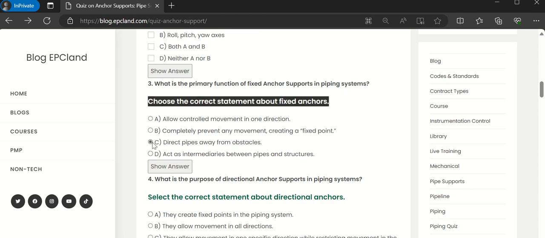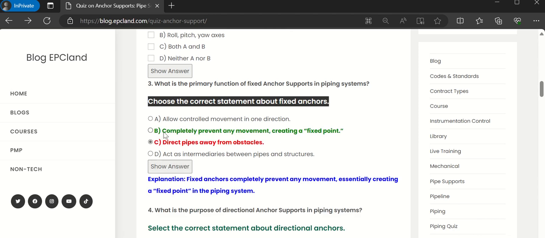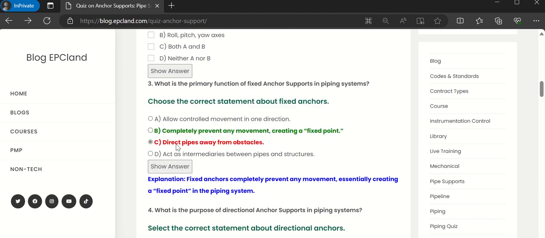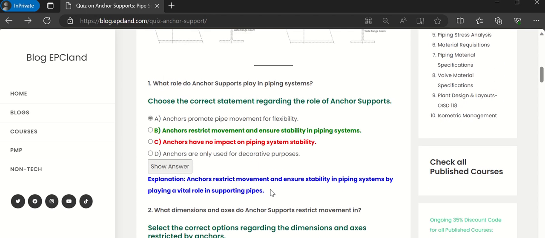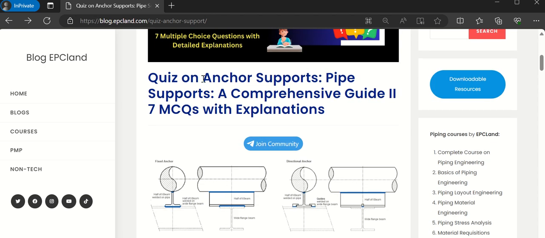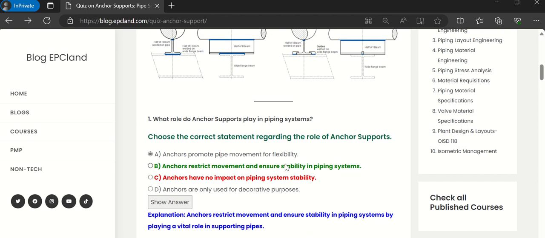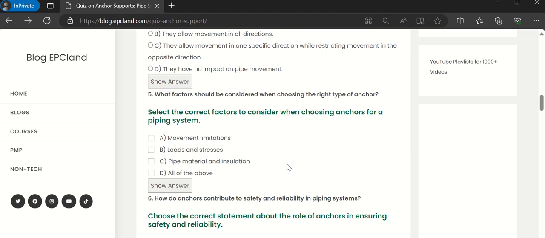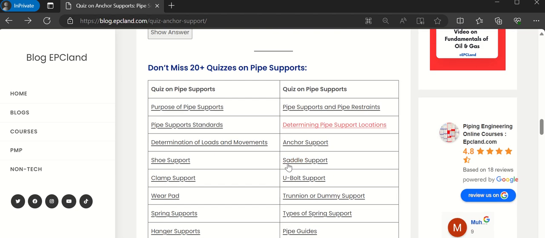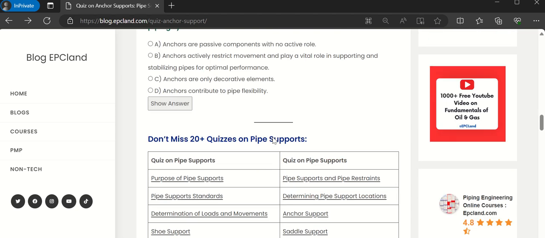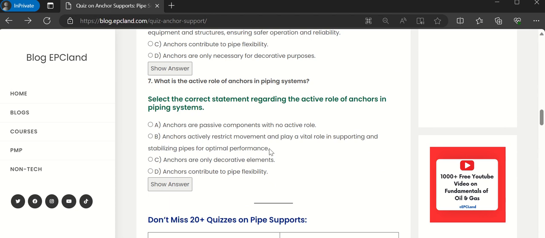If you select any of the choices and click on show answer, if it is right, then it will turn green. If it is wrong, then it will turn red, along with a detailed explanation. So this is how you can attempt this quiz section. If you are already confident about the subject of anchor supports, then you can attempt this quiz at the beginning, or maybe once you watch this video or go through the article at the bottom, you can attempt the quiz at a later stage.